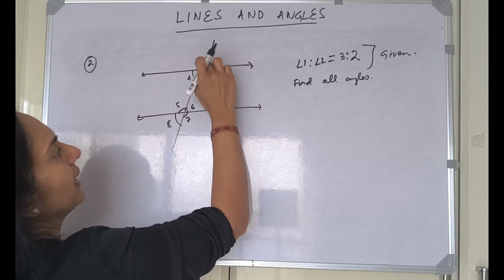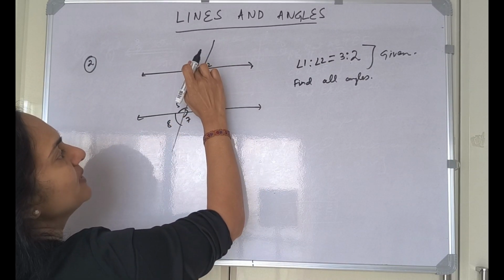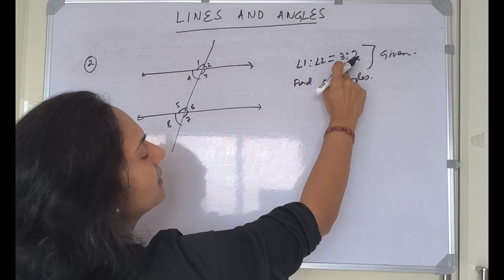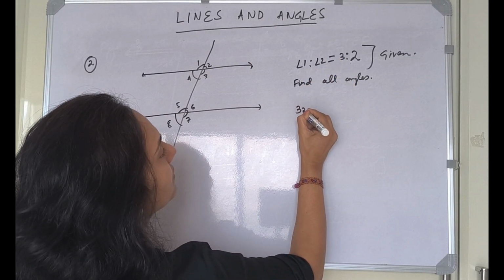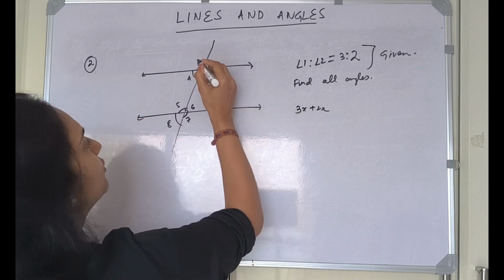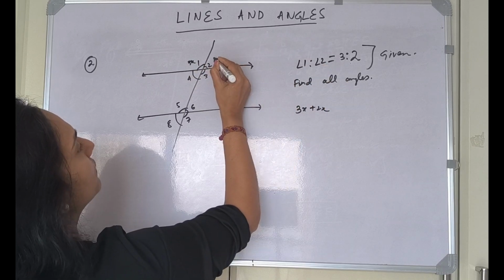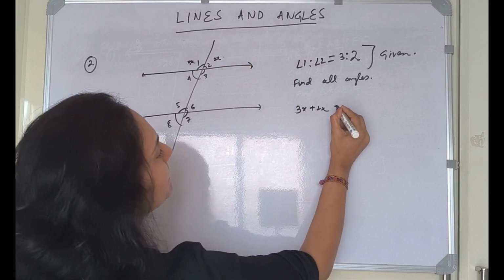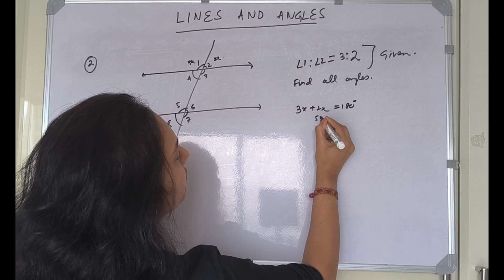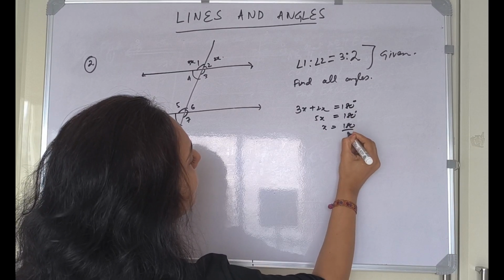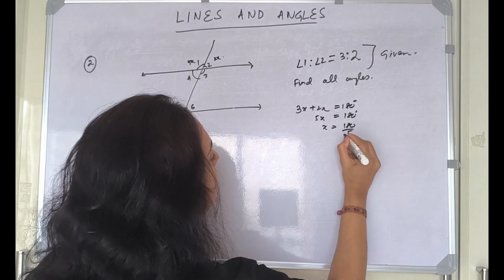We know that these two angles are on a straight line, which means the sum of 1 and 2 will be 180 degrees. So whenever the ratio is given, we can write 3x plus 2x. That means we are assuming that angle 1 is 3x degrees and angle 2 is 2x degrees. So 3x plus 2x is 180 degrees, 5x is equal to 180 degrees and x is equal to 180 upon 5. Just solve it.